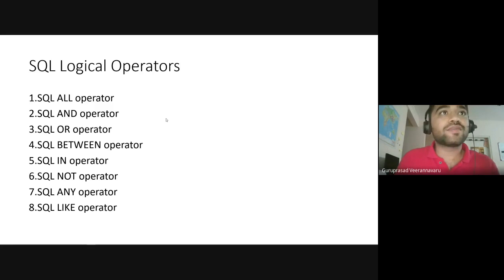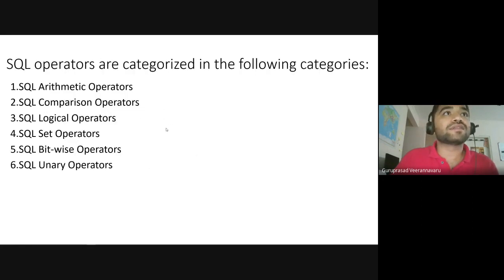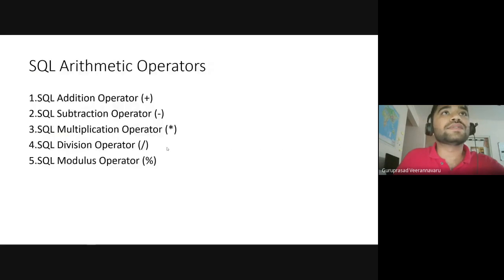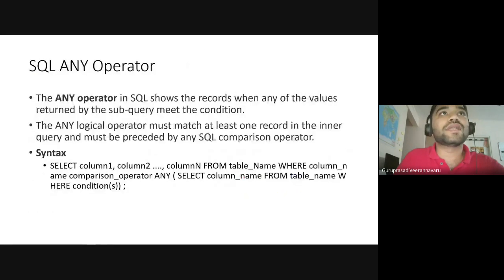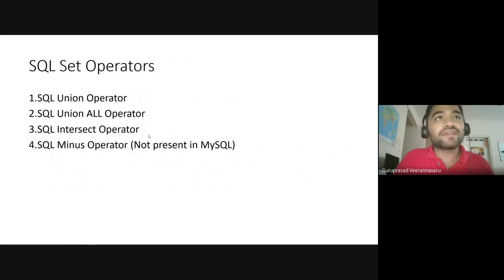So after logical operators, what did we have? We have other operators, that is set operator, bitwise, and unary. These are mostly not used. I'll just cover these, okay? Just for your knowledge. Null value, set operator, any like set. Okay. Set are actually used. The other ones are not used that much.